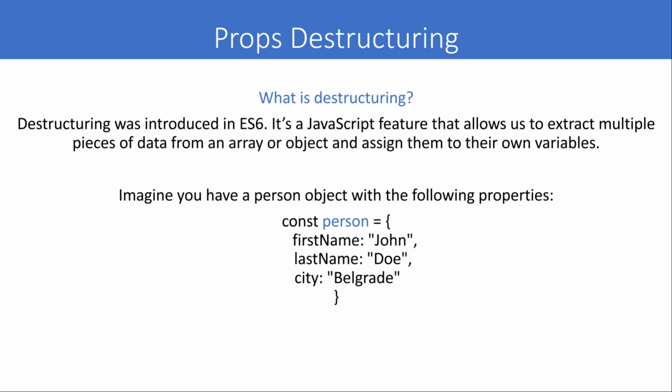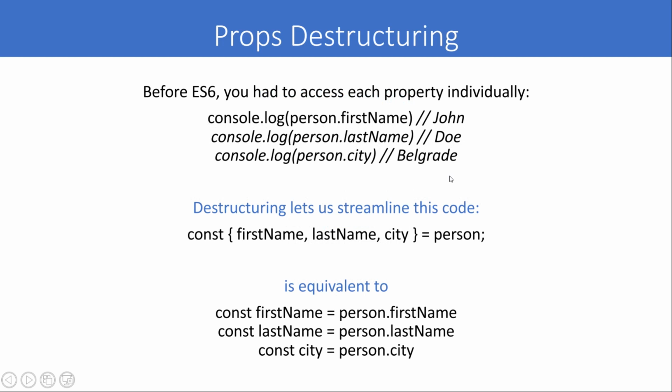What does this mean? Well, imagine you have a person object with the following properties: firstName, lastName and city. Before ES6 you had to access each property individually, like this: person.firstName, person.lastName and person.city. Then destructuring came. Destructuring lets us streamline this code. So we pull out these properties, firstName, lastName and city, from the person object, and we assign them to variables. And as you can see, this line of code is equivalent to these three.